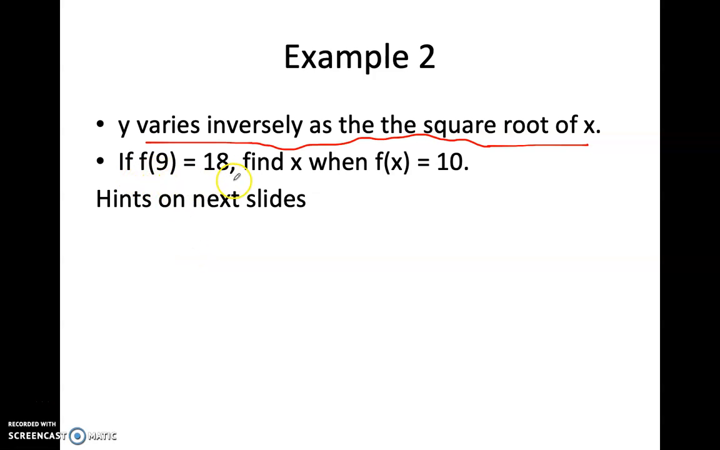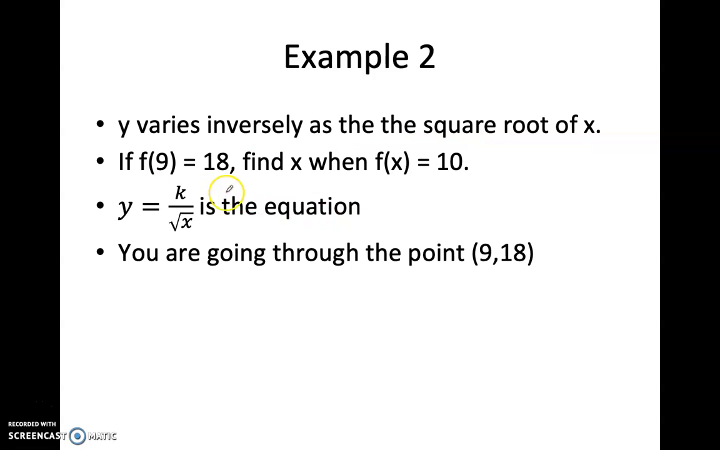It says if f of 9 equals 18, find x when f of x equals 10. You just have to think about what letter that represents and what letter that represents. And here's where I'm getting with that. So the first thing is we do y equals inverse is k over, so there's k over the square root of x. That's your equation. Now if I say f of 9 is 18, that means x is 9, y is 18. Input of 9, output of 18. So what's that mean? In this equation, this y is going to become 18, this x is going to be 9. And we're eventually going to find out when f of x equals 10.